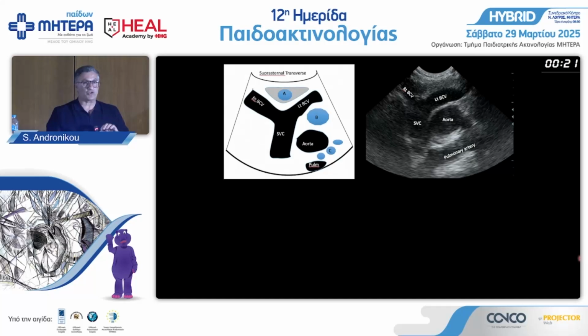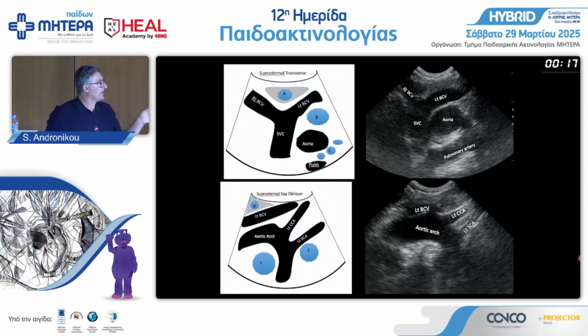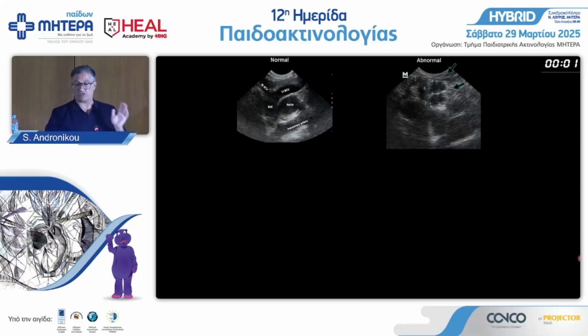Now, if you turn the probe slightly anti-clockwise, the opposite direction to the clock, you will be going along the aortic arch. So imagine how the aortic arch goes from front to back. And you get this picture of the aortic arch. You get a second picture, and you look at the aortopulmonary window, just that space of fat deep to the aortic arch.